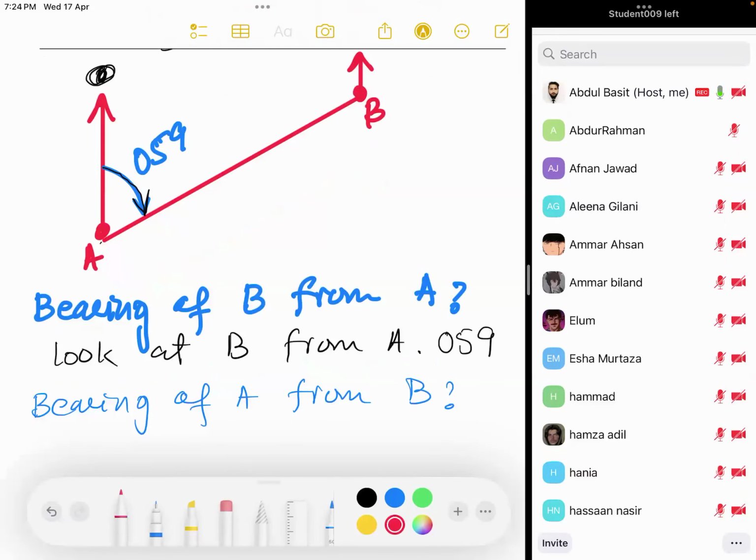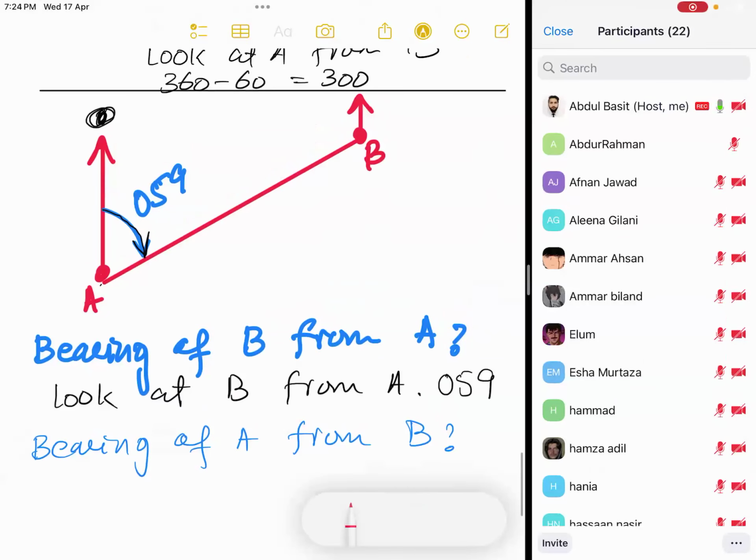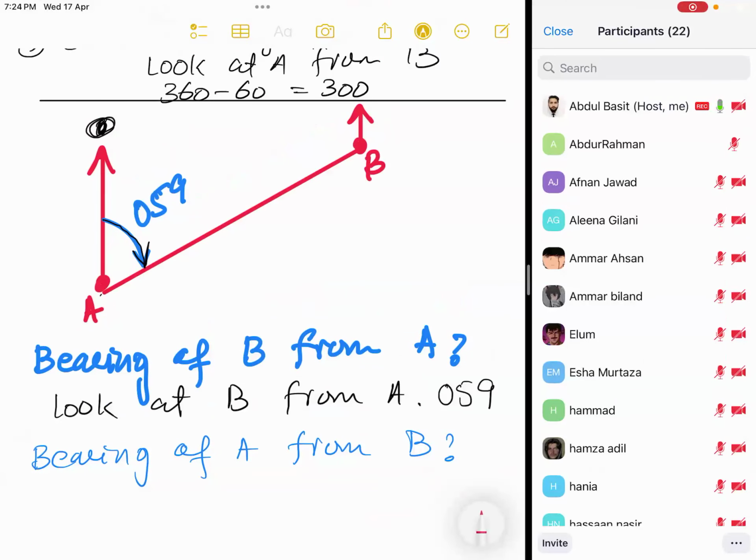But if the question is bearing of A from B, there are two steps. Whatever the angle is given, subtract it from 180. Whatever the answer is, subtract it from 360. So I know that it is 59, so I need to get this angle. So 180 minus 59, so the answer is 121.